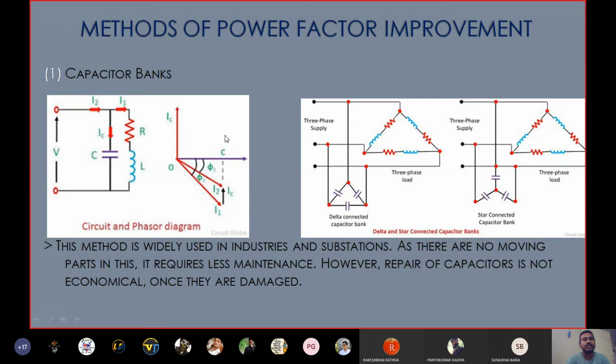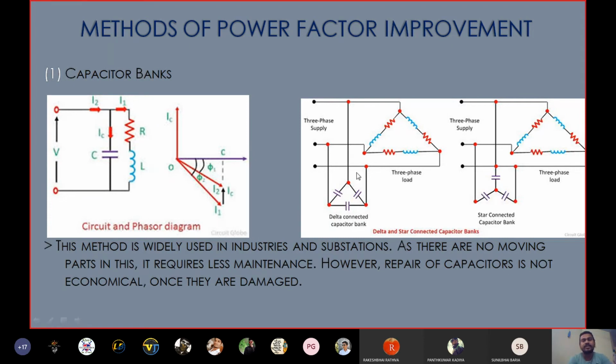So look at this figure. From this figure we can say that this I2 current lags behind the voltage by angle phi 1, and this angle phi 1 is lesser than the phi 2 angle. As the phase angle difference between voltage and current reduces, the power factor increases. So in this manner we can use the capacitor to increase the power factor.